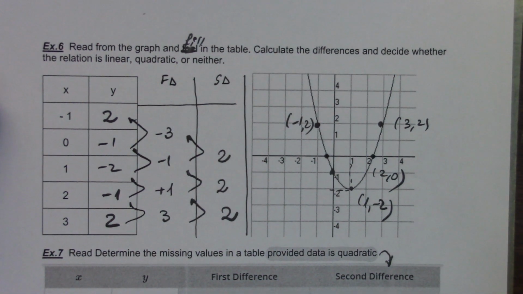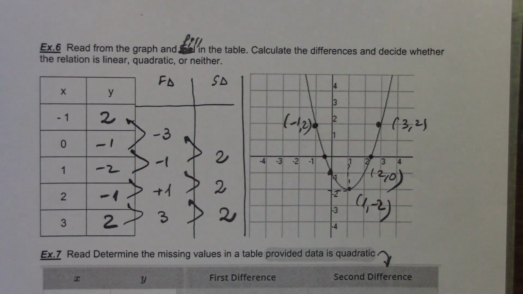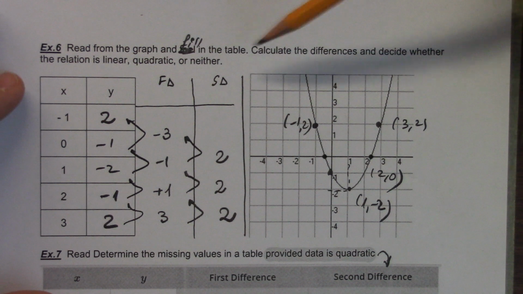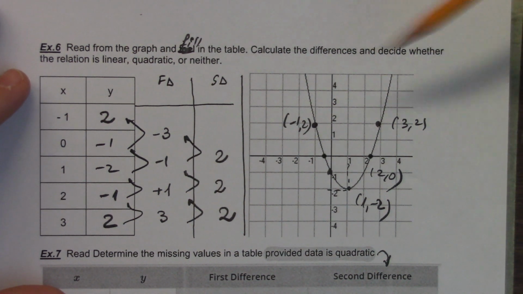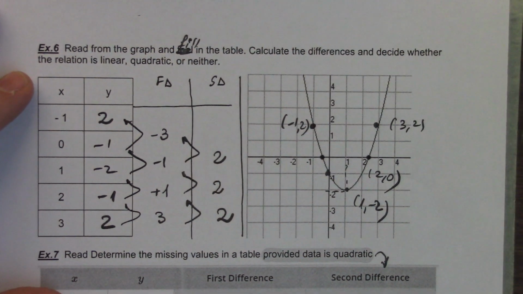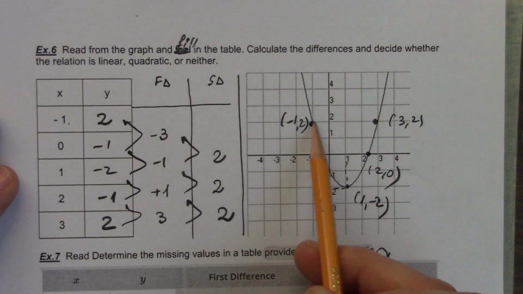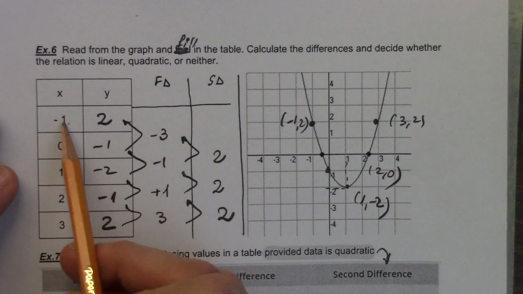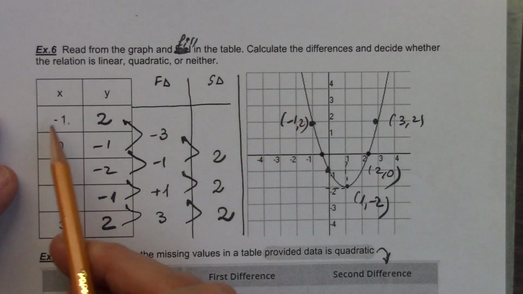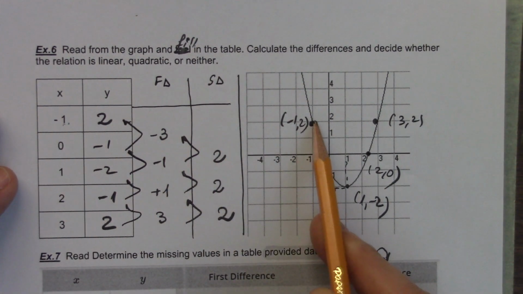Yeah. All right, it says, read from the graph. We still got time, we can do this. Read from the graph, fill in the table, calculate the differences, and decide whether the relation is linear, quadratic, or neither. Super easy here. We're just going to look at the points. We're going to enter the y values from the point. So negative 1, 2. So I'm just looking at the x value. I'm going to the x value, finding the y value.